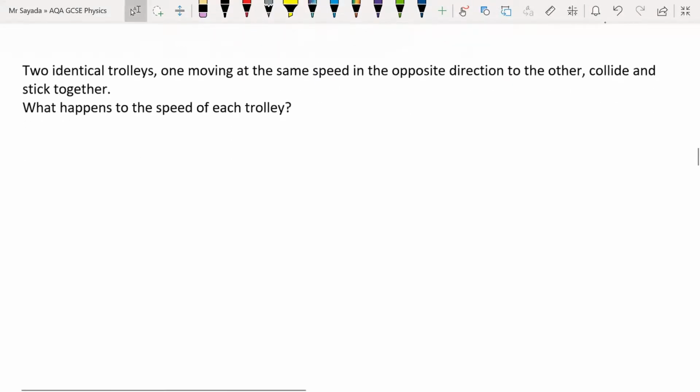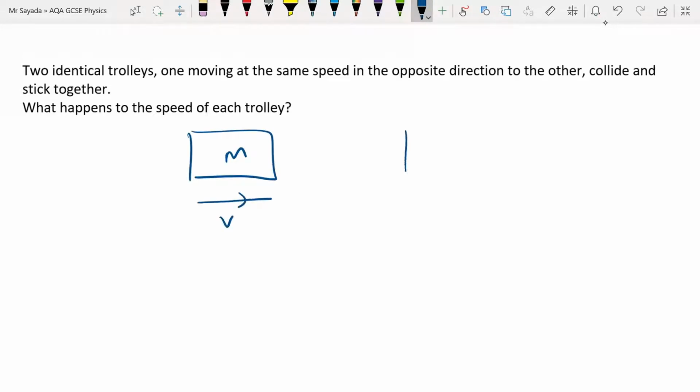Pause the video, write down your thoughts to this one, press play once you've done that. You should have now written down your thoughts to this one. So let's draw the diagram again. We've got a trolley moving to the right with velocity v, and a trolley moving to the left with velocity v. In this case, we can see the total momentum at the start. Trolley 1 has a momentum of what? Say your answer to the video. You should have said m times v.